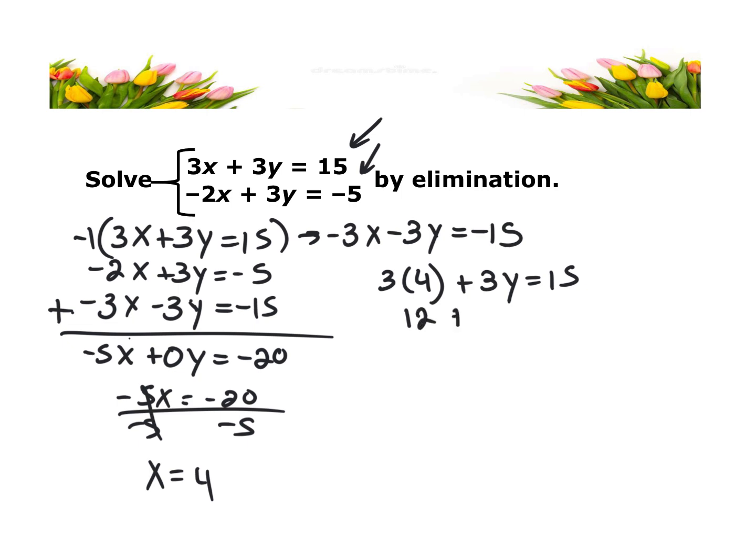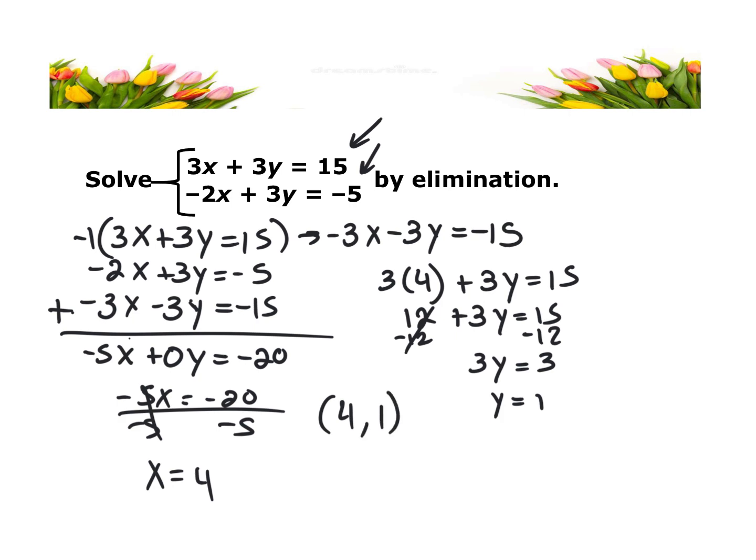So I get 12 plus 3y is equal to 15. I'll subtract 12 on both sides and get 3y is equal to 3. Then I get y is equal to 1. So we get the ordered pair of 4, 1.